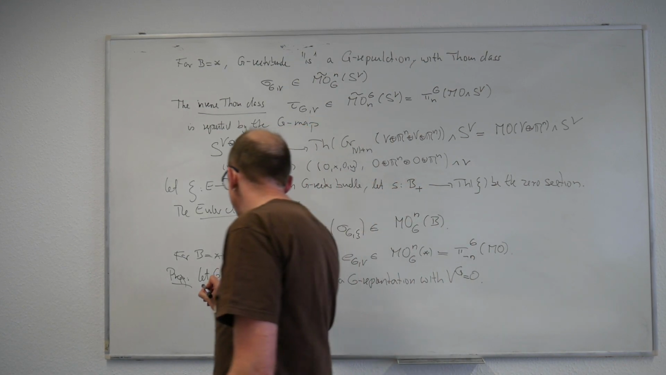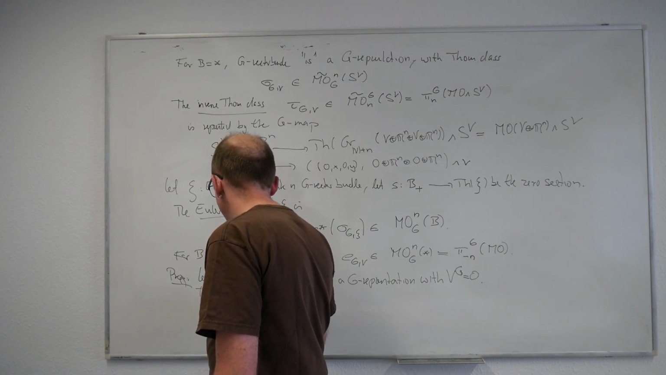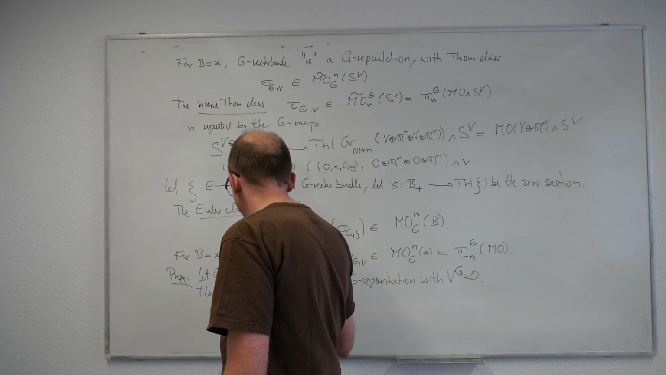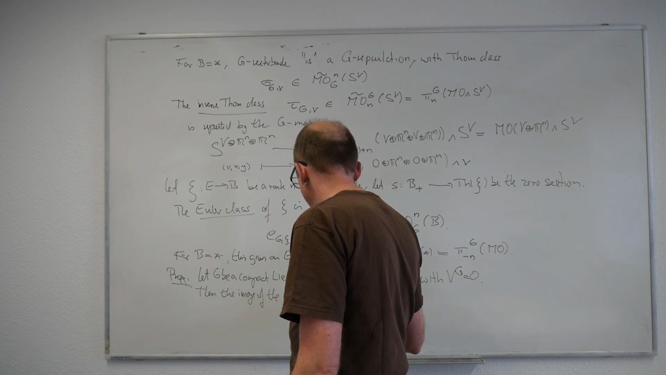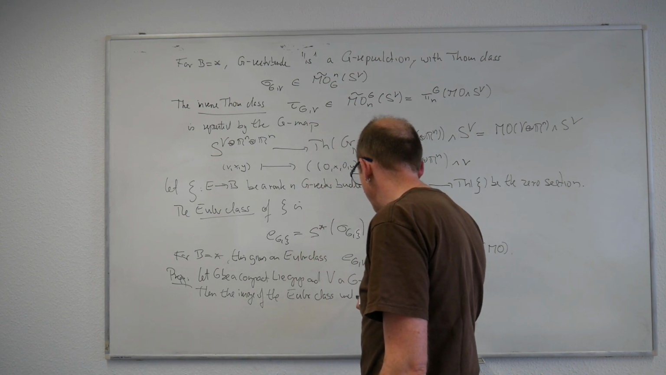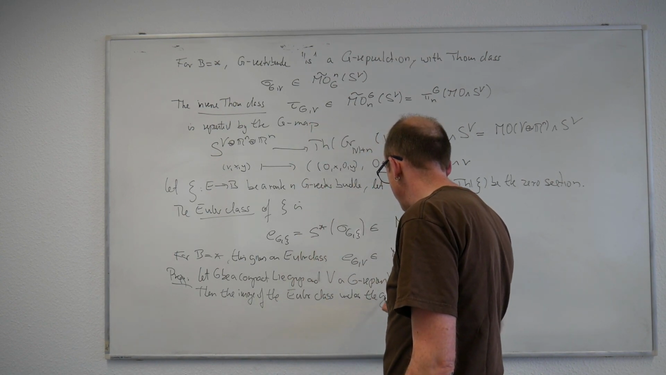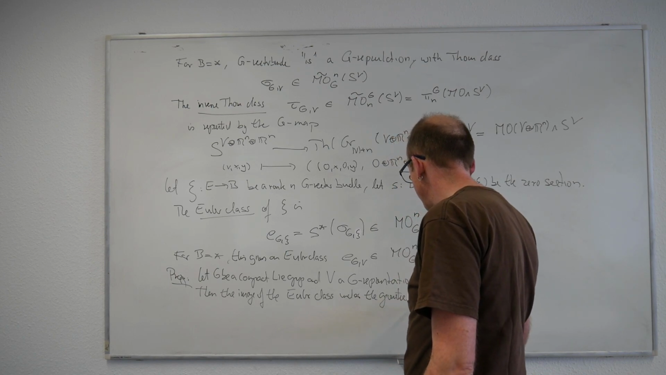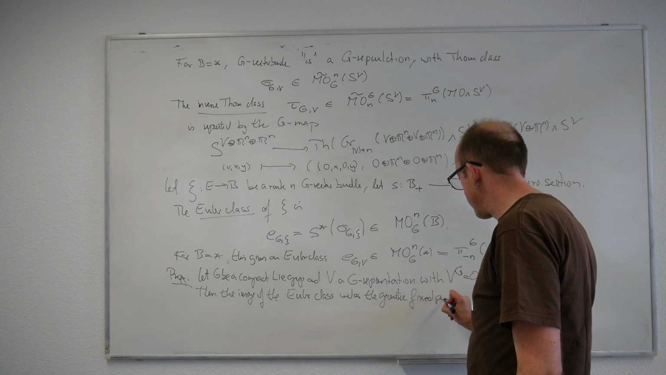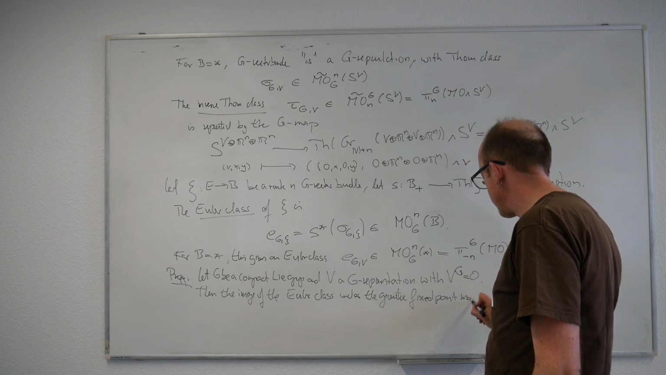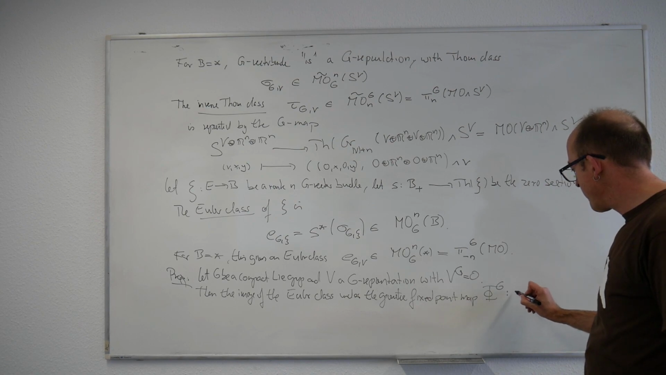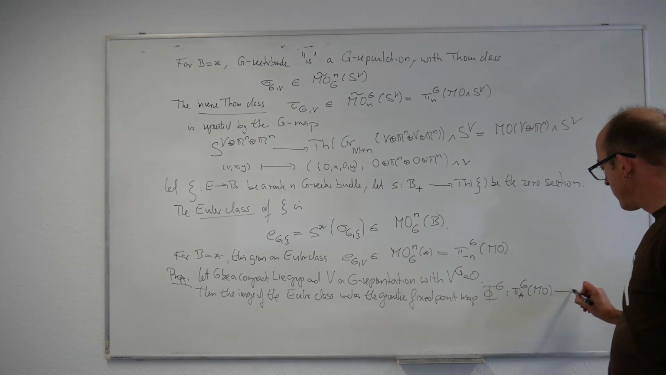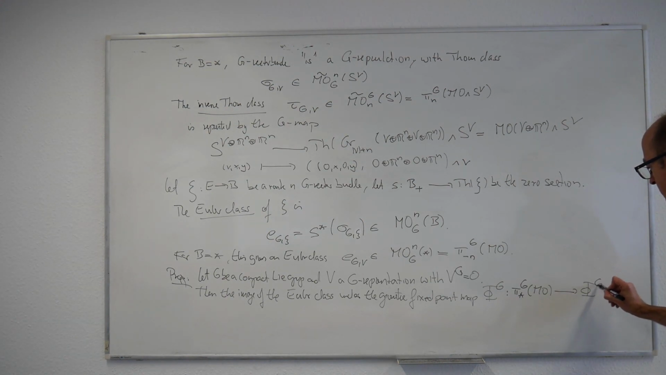And then the image of the Euler class under the geometric fixed point map phi^G. This is the map which goes from the equivariant homotopy groups of MO to the geometric fixed points homotopy groups of MO.